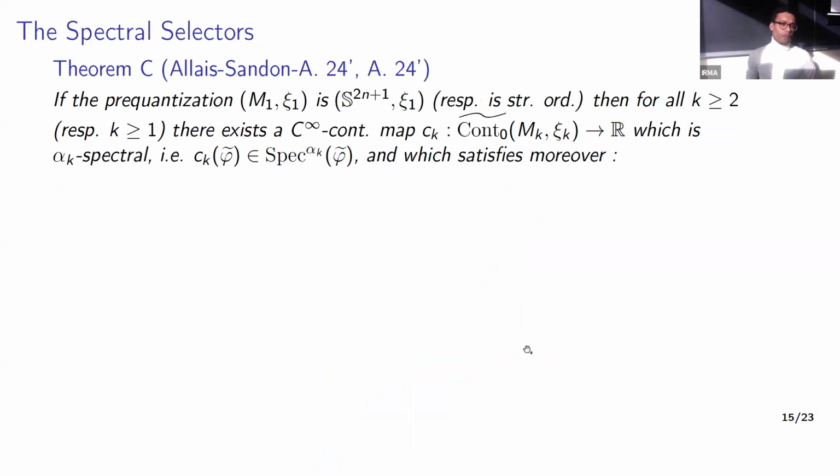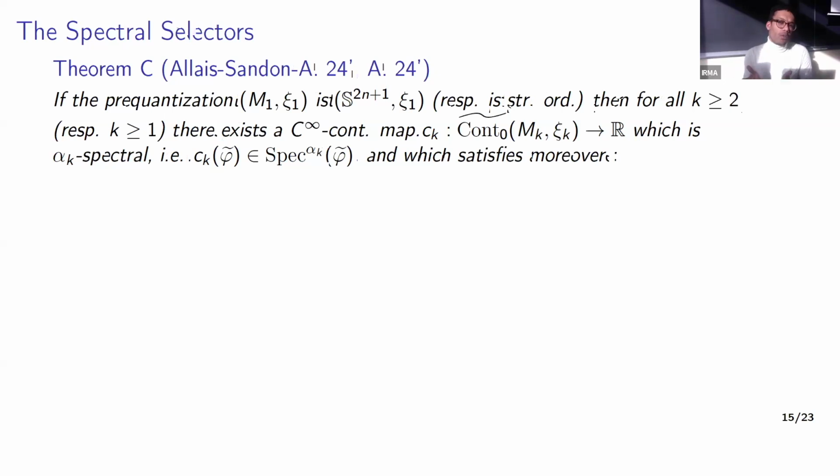And so the theorem, theorem C, that will imply theorem B, is the following. Actually, theorem A, which was this non-squeezing, was in some sense a theorem in two parts. One part was for the sphere over the complex projective space, so it was one family of prequantization. And then there was another family of prequantization, which was this strongly orderable prequantization.